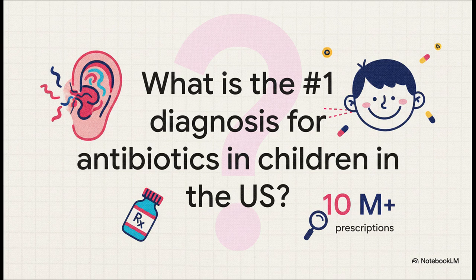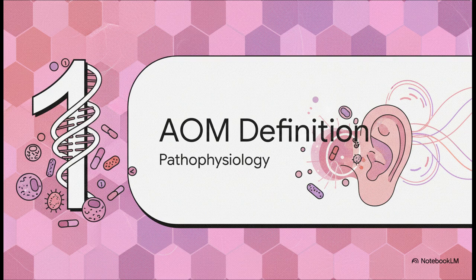So, to really frame why this is so important, let's start with a question. What do you think is the single most common diagnosis that leads to a child in the U.S. getting an antibiotic? The answer, of course, is acute otitis media. We're talking about over 10 million prescriptions every year, which means mastering this topic is absolutely essential, whether you're in pediatrics or primary care. Okay, let's dive into Module 1.